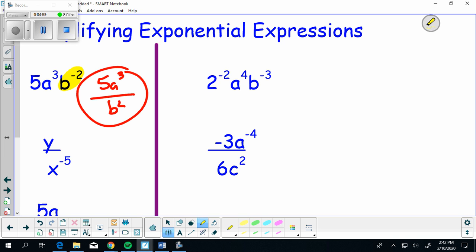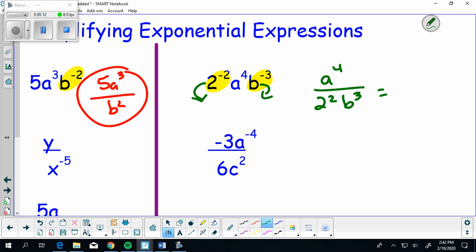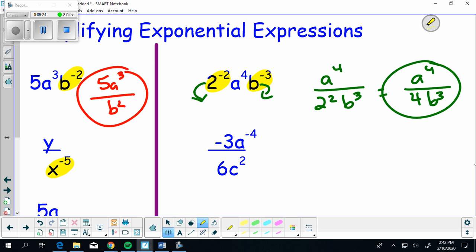So here I have 2 unhappy ones, this 2 to the negative 2 and the b to the negative 3. They are both going down to the bottom because they are unhappy on the top. a to the fourth stays, 2 squared moves, and b to the third moves. So 2 squared can go into the calculator, that's 4, and the a and the b are already in their rightful place. Here I have an unhappy in the denominator, so he's going to go to the top up there with the y. So that's going to be y to the fifth, x to the fifth times y.